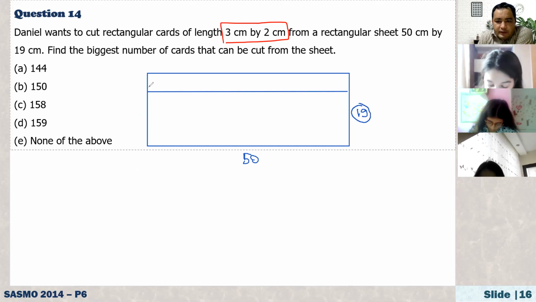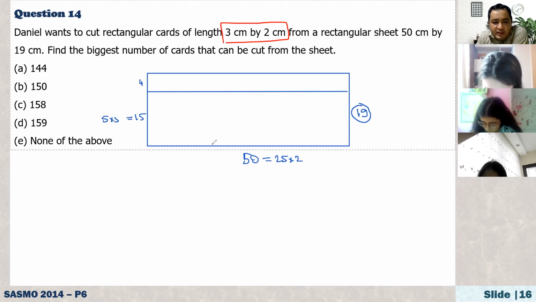Okay, here we have 4, and this one is 15. All right, 15 centimeters. So this 50 is equal to 25 times 2. And this 15 is equal to 5 times 3, right? If I just cut this into small rectangular cards of length 3 by 2, how many can I cut from here? Since I can cut 25, right?